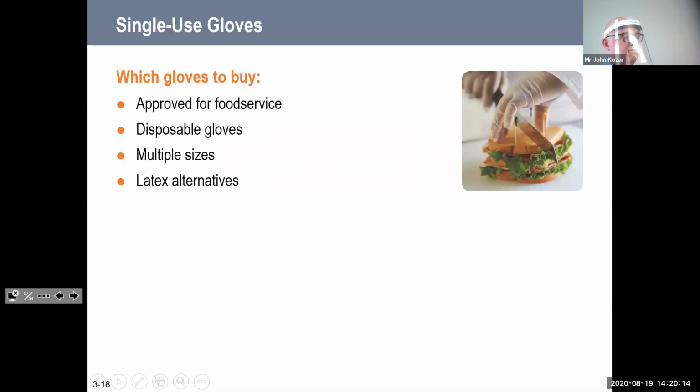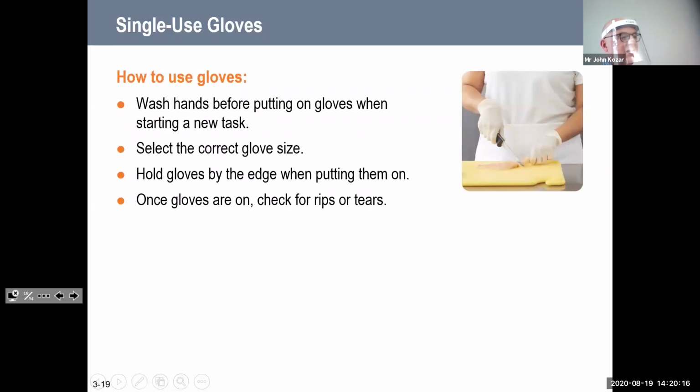How do we use them? I said a minute ago, you wash your hands before you put on the gloves. And you do that whenever you start a new task. You get the correct glove size. You hold the gloves by the edge of the glove or the part that comes down to your wrist. Once they are on, check them for any type of rips or tears. Just replace it if you have to.